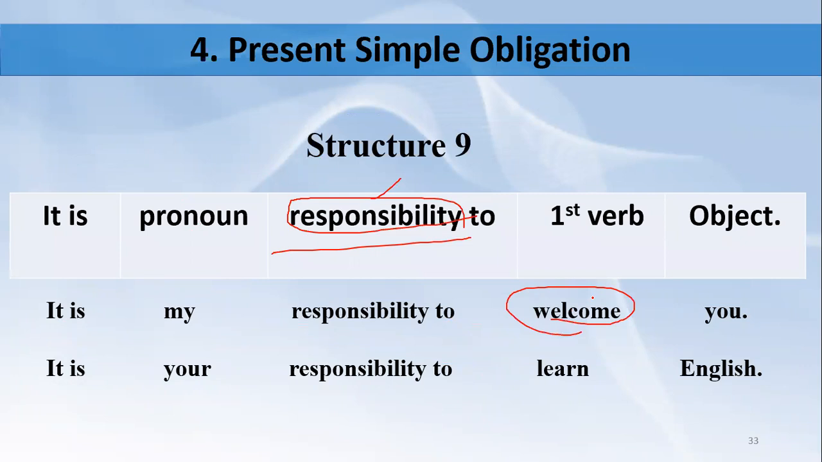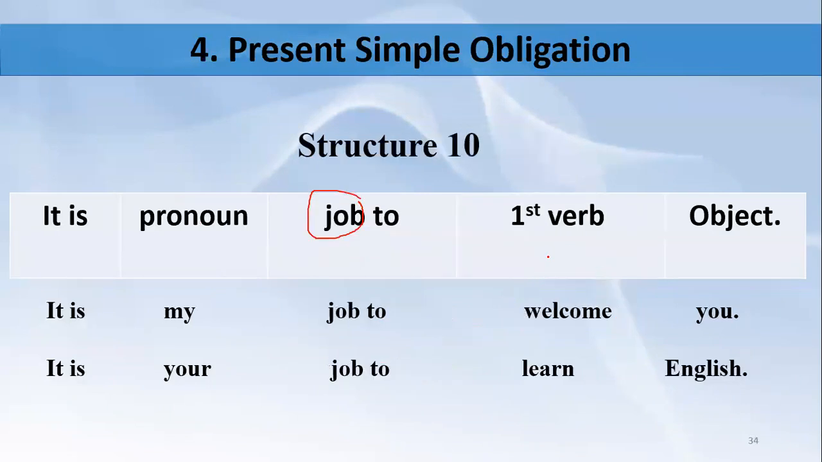It is my responsibility to be here for you. To be here means my position. It is my responsibility to be regular. Fine. It is my responsibility to have a fast internet connection. So to have, that is again our position. Fine. Then job to, the very same structure.